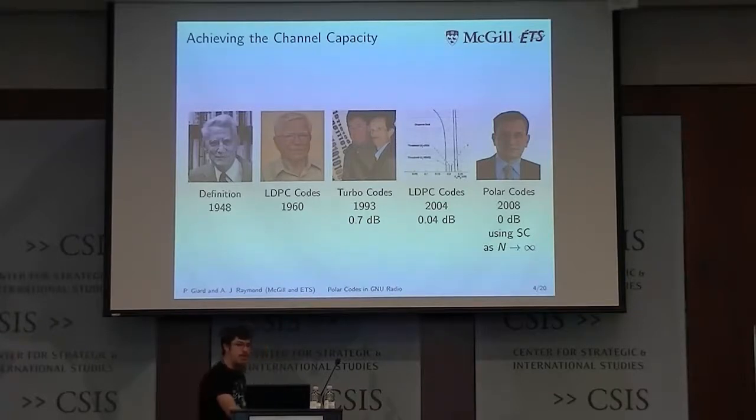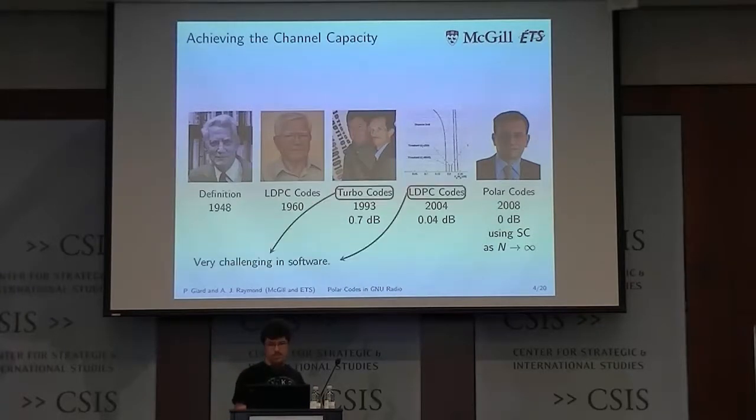Why should you care about polar codes? Because you probably know about turbo codes and LDPC codes already. For turbo codes and LDPC codes, it's very challenging to implement efficient decoders in software, at least to get decent throughputs. It's not the algorithms themselves that are hard to implement. It's just that it's hard to have a decent throughput.